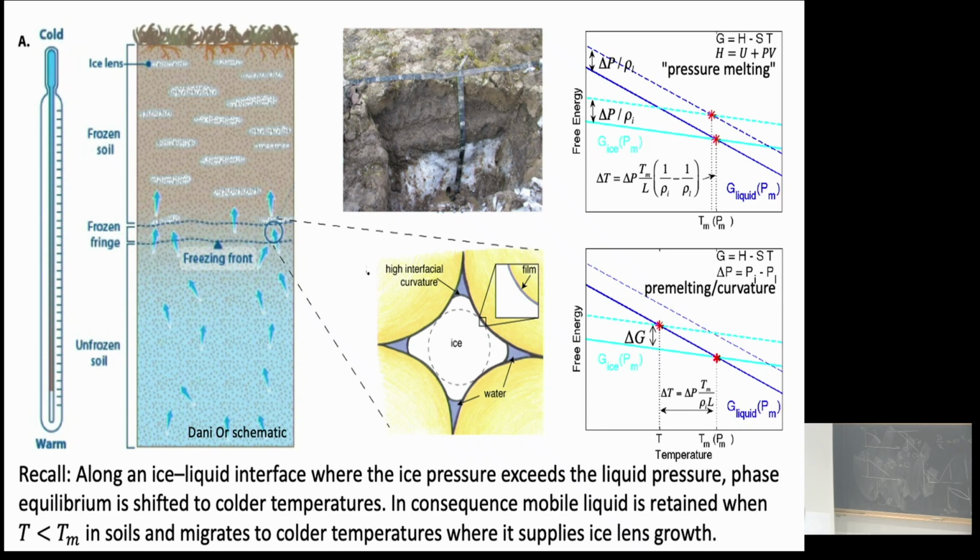So you can work this out for yourself. These are all just straight lines. The offsets are just pressure divided by density, or multiplied by specific volume. And it's a pretty simple exercise to work out what these temperature shifts have to be. So that's responsible for the liquid. The liquid can move, and as it migrates towards colder temperatures, it supplies ice lens growth.